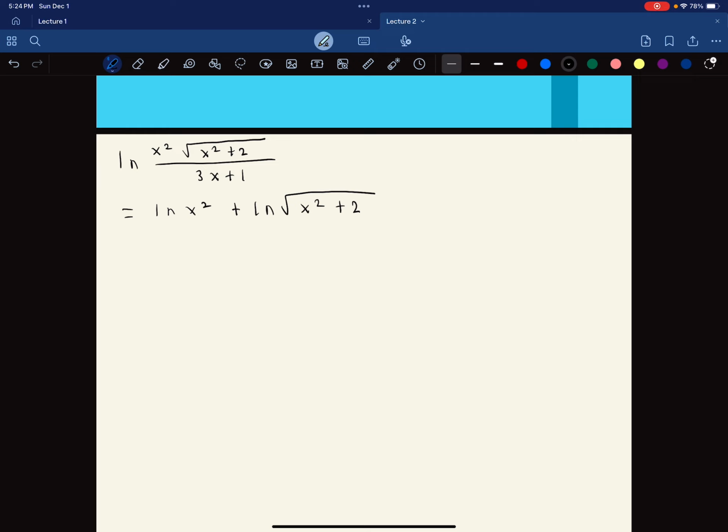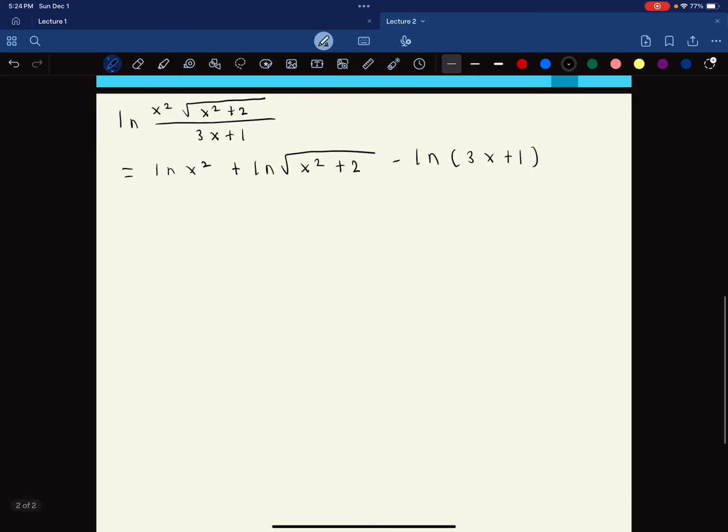So you know that when you're dividing, that can be written as subtraction, right? Using the rule of logs. Again, you should remember this from high school, but if you don't, just watch a quick video on the properties of logarithms. But that's not the point of this video.